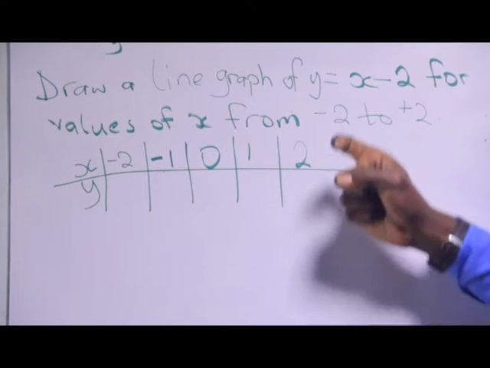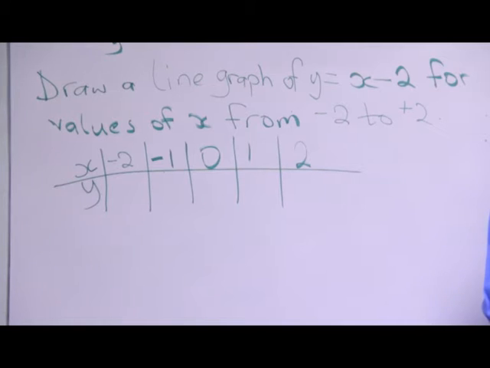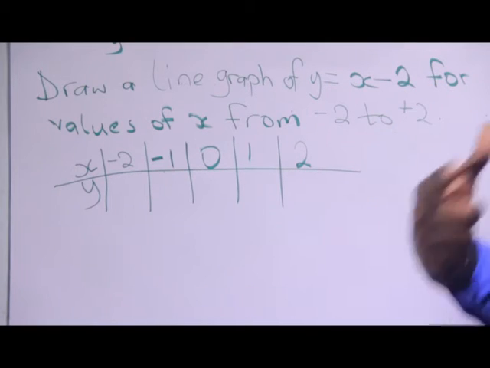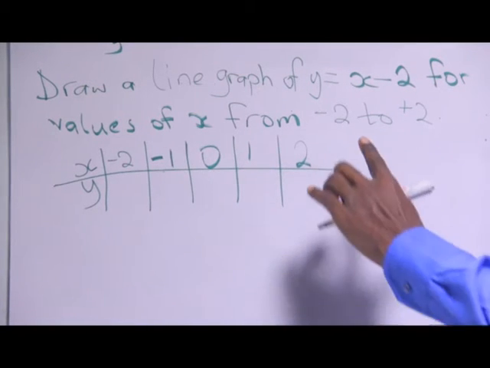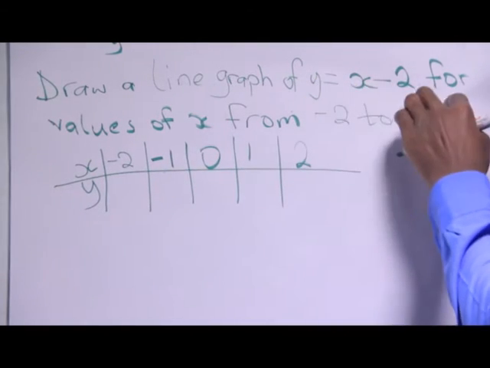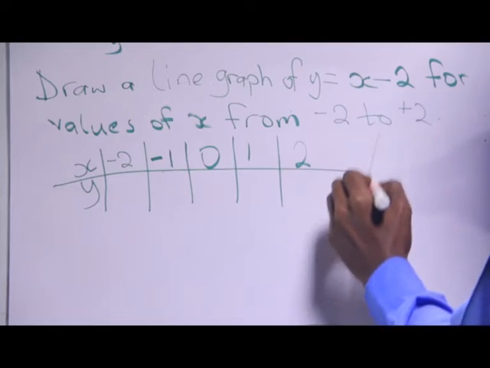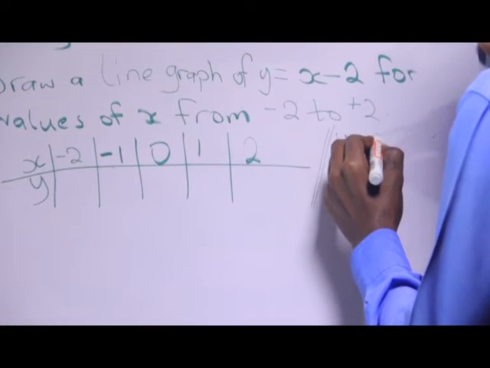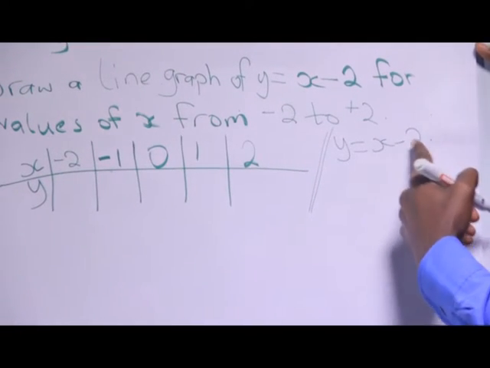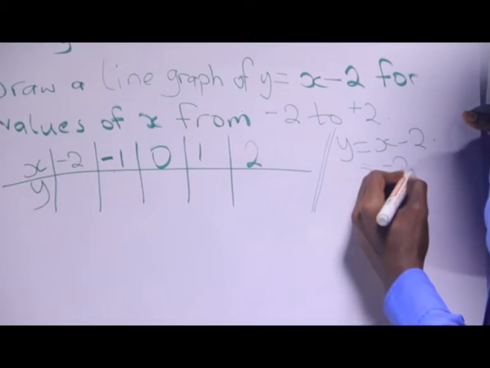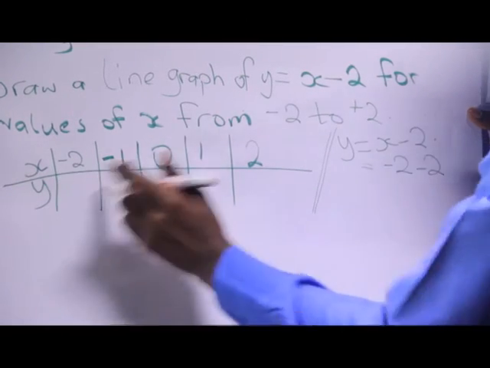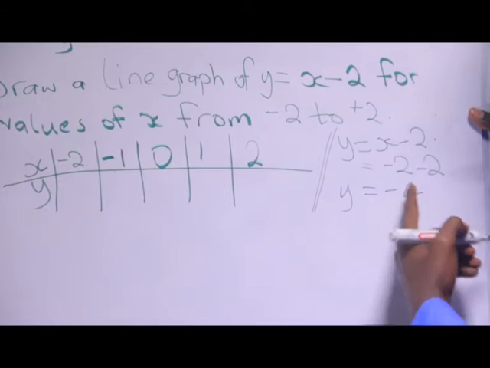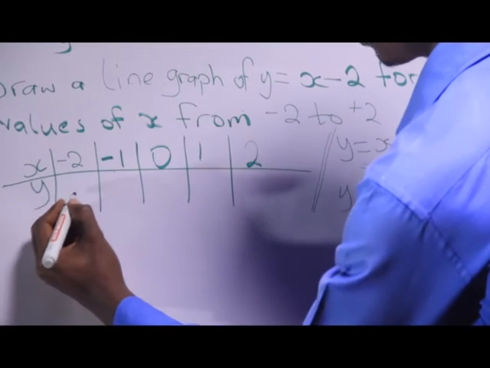Now my responsibility is to find the y values. Now how do I find the y values? I find the y values using the equation given to me, y is equal to x minus 2. So in this case, for every x value, I'm going to substitute in this equation. So, to start with, I have -2. So, my equation is y is equal to x minus 2. When x is -2, I want to know my y value. So, I'm going to have -2 minus 2, because my x value is -2 in this case. So, -2 minus 2 gives us -4. So, meaning my y value in that case is going to be -4. So, I come and put -4 here.